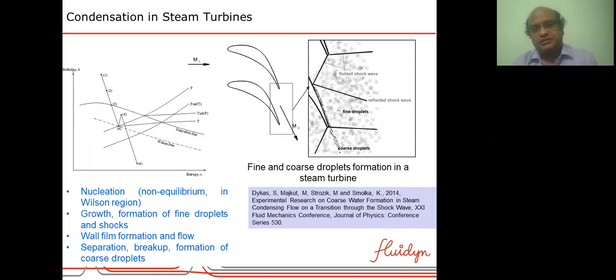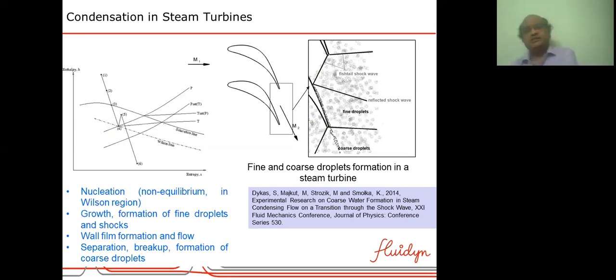And this formation of droplets is accompanied by energy release, which may lead to shocks. So you can see that here between the blades, small droplets may be formed, and they may grow. These fine droplets may grow, and some of them will become coarse, and some of them will impinge on the turbine blades and form a small film on the turbine blade. And this film will flow along the blade, and a part of this film may get separated again from the film, forming coarse droplets, which may go to the next stage.